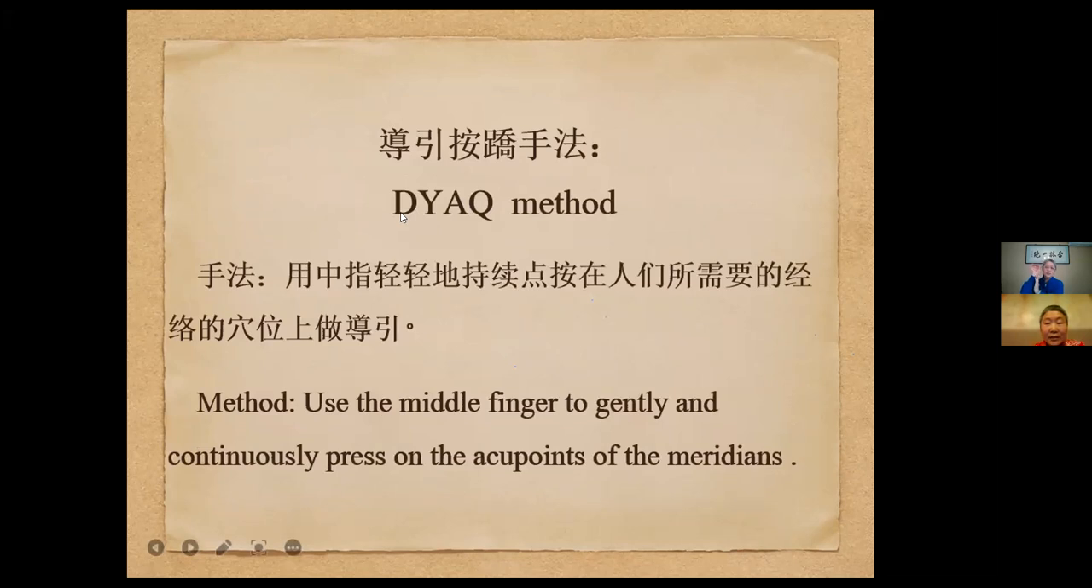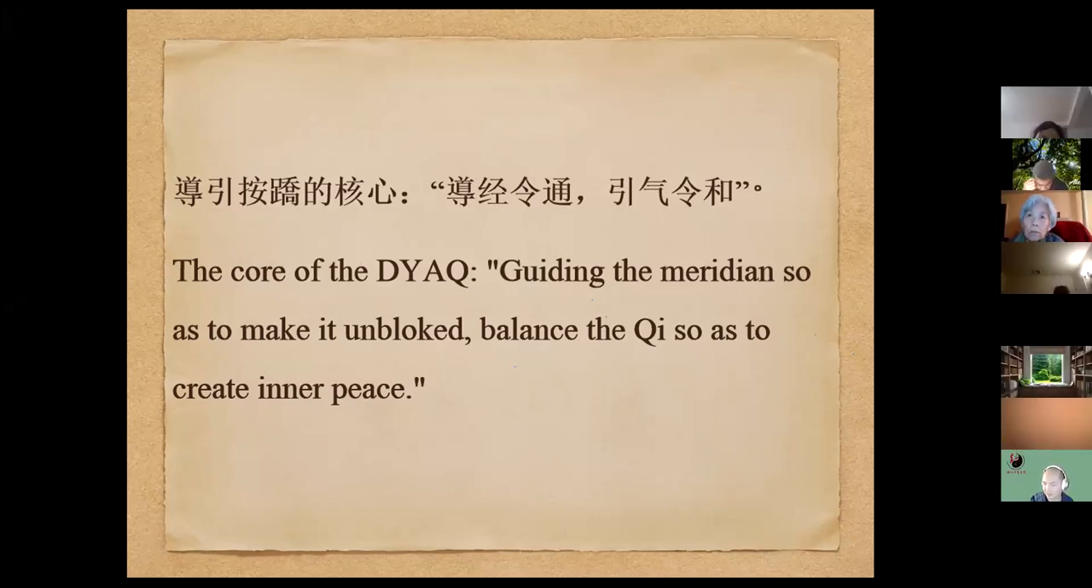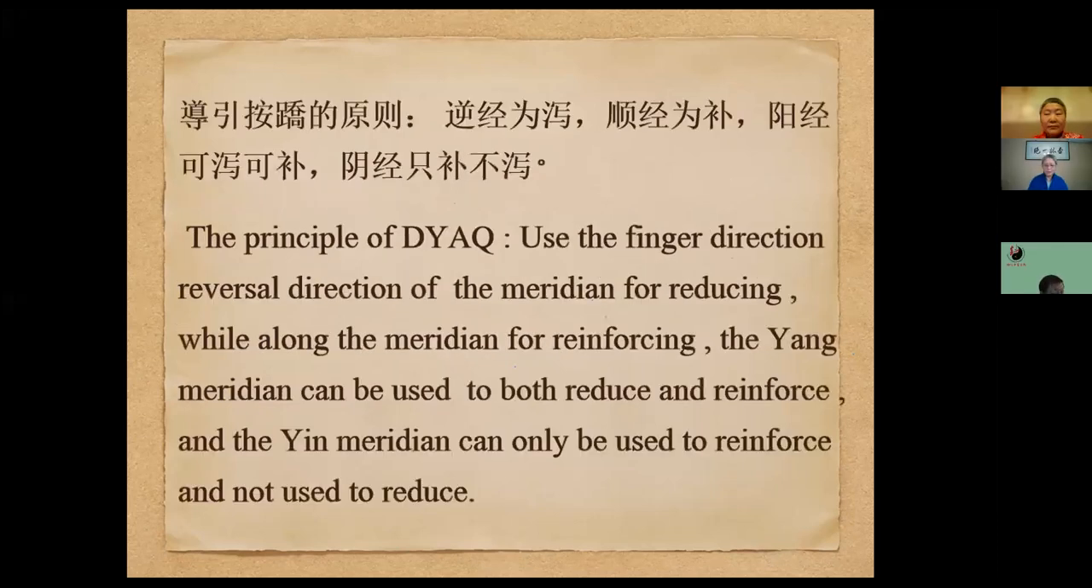So we must focus the emphasis: you should press on it gently, but not heavily. The method of Dong Yan Anqiao is to use the middle finger to gently and continuously press on the acupuncture points of the meridian. The core of Dong Yan Anqiao is guiding the meridian so as to make it unblocked, balance the qi so as to create inner peace, and balance qi and xue, the qi and the blood, to make for health and longevity.